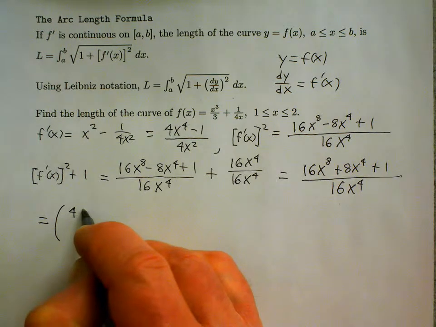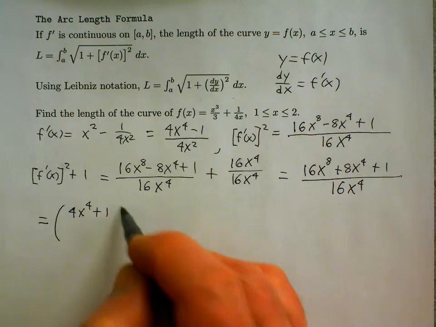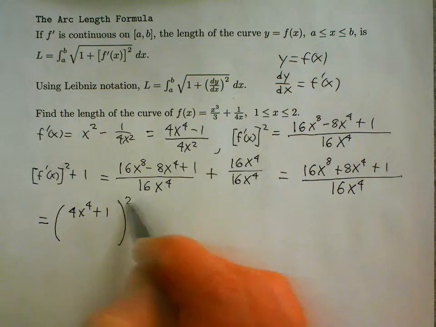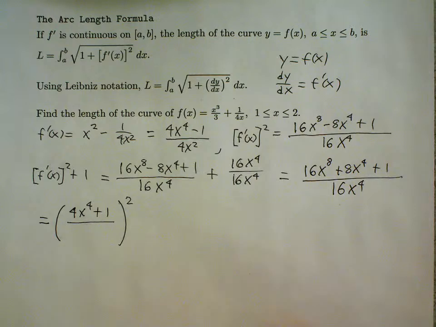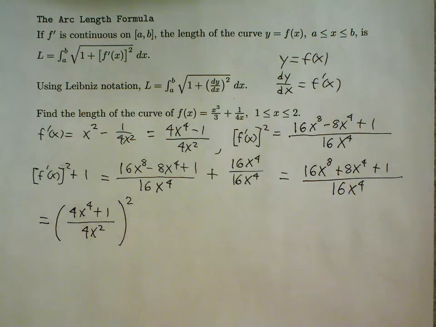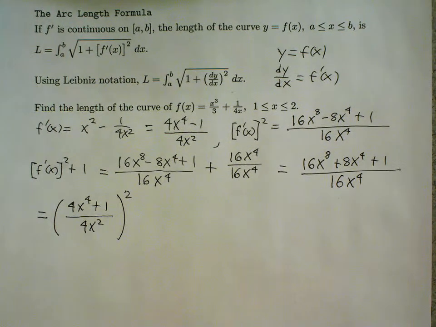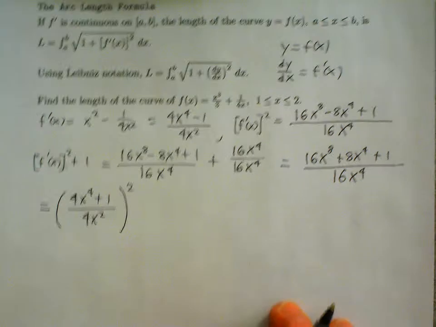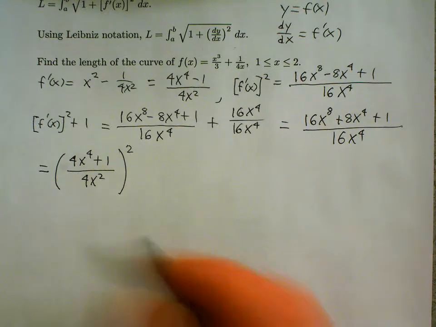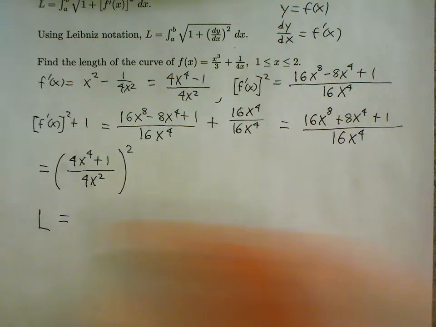So 4x to the fourth plus 1. I'm going to put the squared on the outside of the parentheses. The denominator is also a perfect square. If you square the term 4x to the second, you get 16x to the fourth. Well, I'll go ahead and write in a little bit more detail than is absolutely necessary.